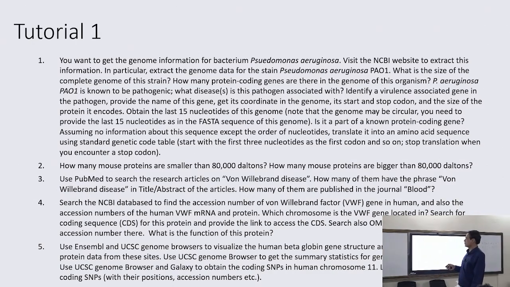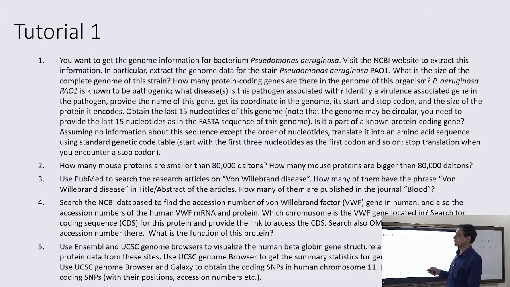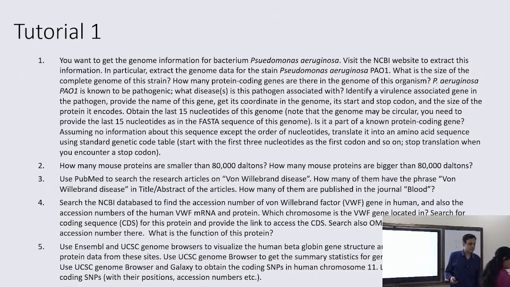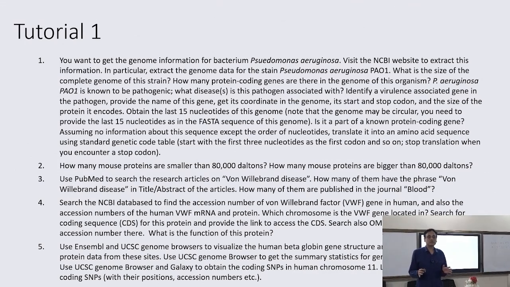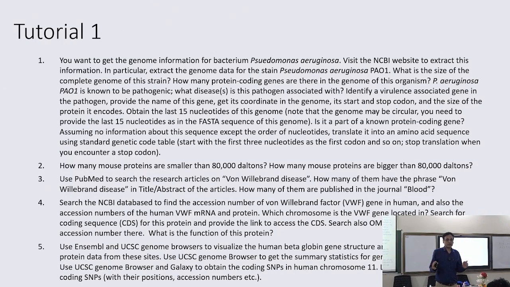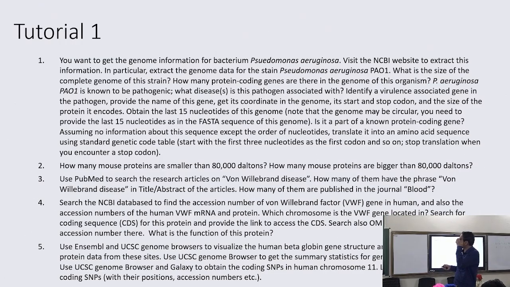In particular, extract the genomic data for the strain Pseudomonas aeruginosa PAO1. This is the model Pseudomonas aeruginosa. What is the size of the complete genome of this strain? As you are going through this data, you will get a lot of information about this genome. I am asking you to get the size of the complete genome of this strain. The next question is, how many protein coding genes are there in the genome of this organism?